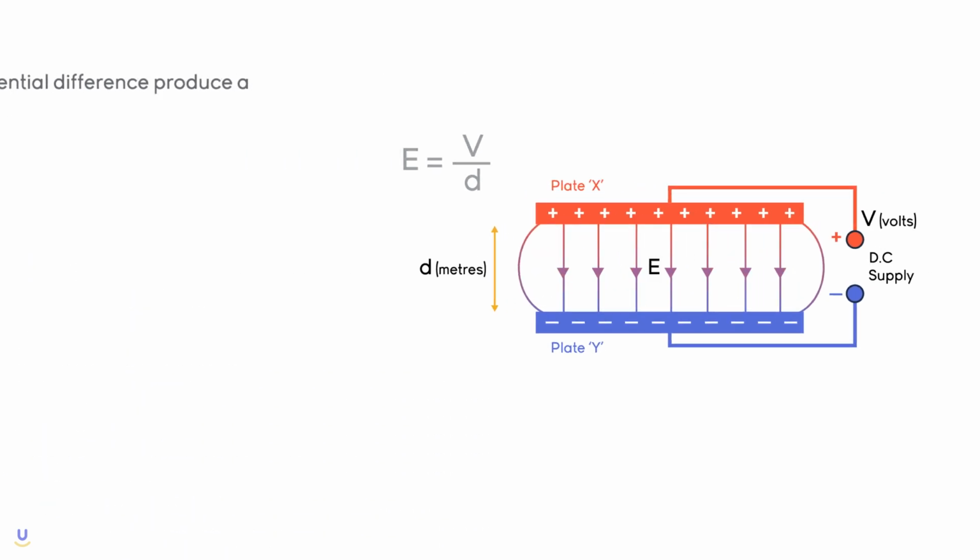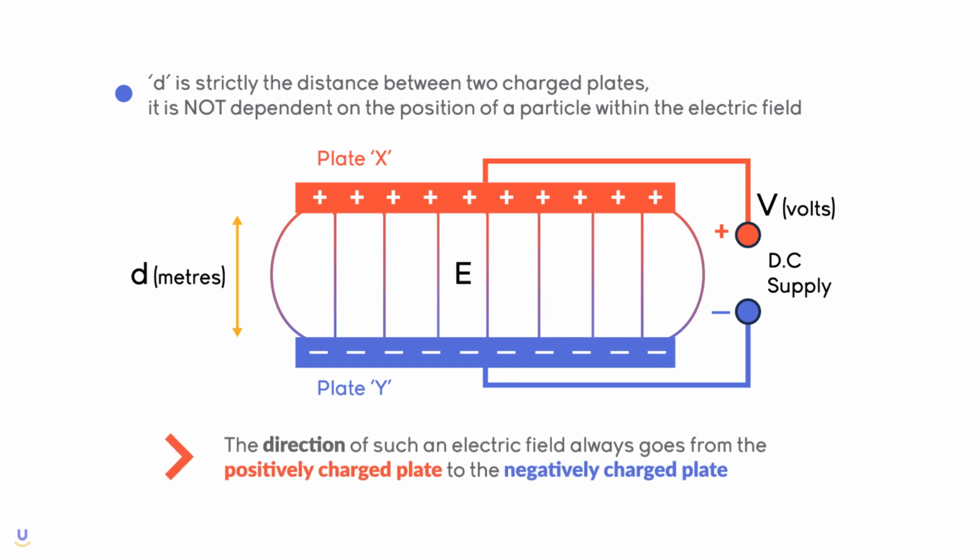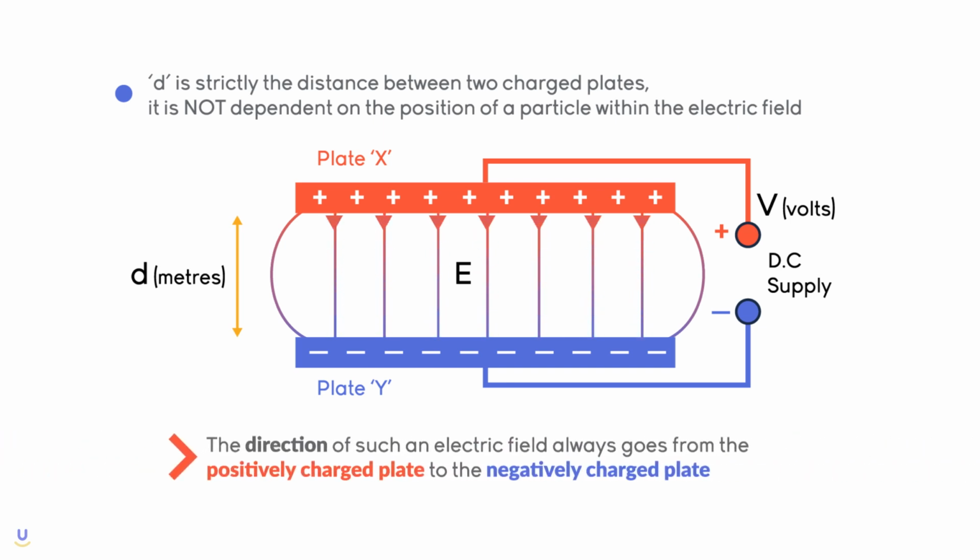Note that d is strictly the distance between the two charged plates. It is not dependent on the position of a particle within the electric field. The direction of such an electric field always goes from the positively charged plate to the negatively charged plate. This is shown in the diagram.